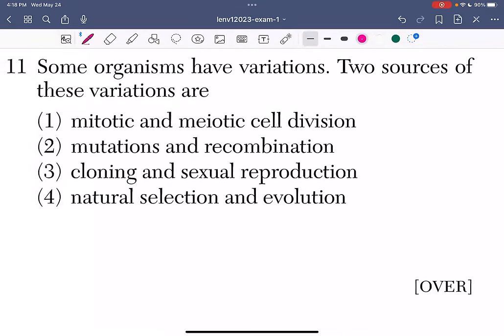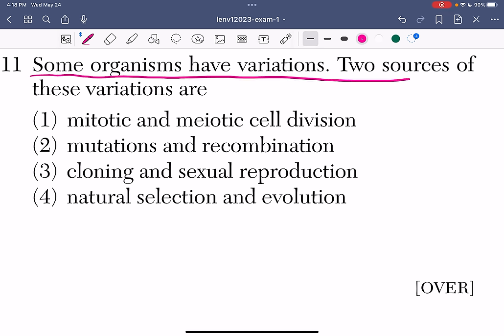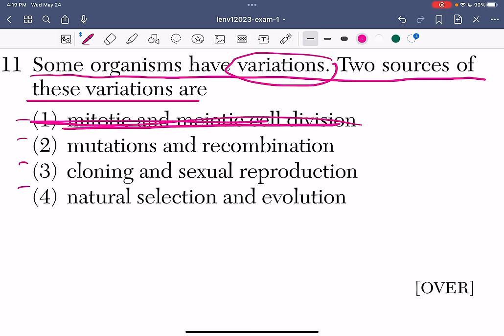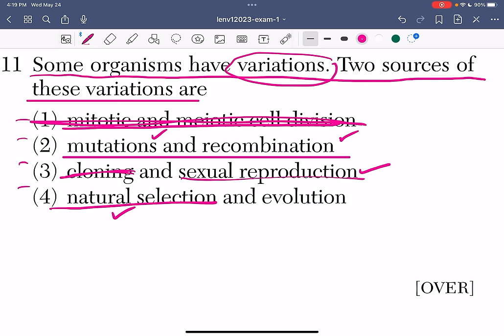Number 11. Let's take a look at number 11. Some organisms have variations. Two sources of these variations are... So this is asking about which one demonstrates variation within a species. Mitotic and meiotic cell division. Nope, that's just ways of making cells. Mutations and recombination. Okay. Mutations definitely give variation. Recombination gives variation. Cloning does not give variation, but sexual reproduction does. Natural selection does give variation because that's where mutations happen. Mutations do happen with natural selection. Evolution does not. This is not variation. And this takes hundreds of thousands of years depending on the species. So for number 11, the best choice is 2.